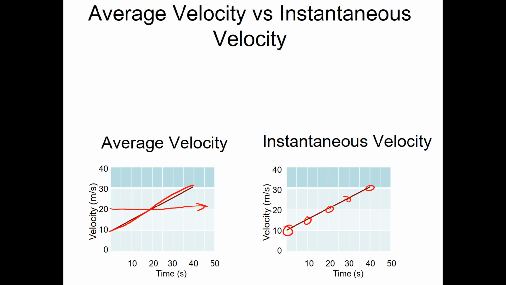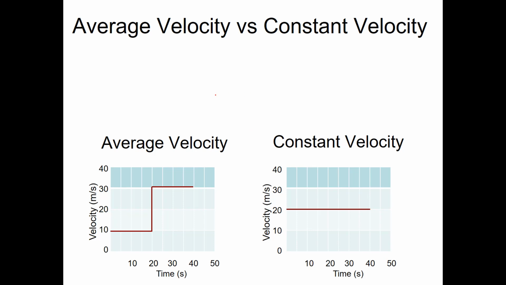Once again, at any one of those instants, they were going this velocity. Whereas average velocity, we're talking about the entire trip. Instead of this, this would be the average velocity, not the instant, not any single instant. Okay, average versus constant velocity.